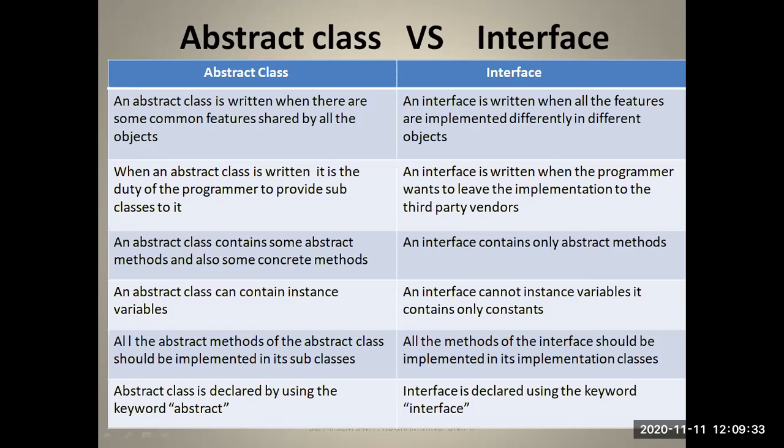Next, as part of interface, all the methods of the interface should be implemented in its implementation classes. Try to understand the difference in this point. In abstract classes we are talking about subclasses, whereas in interfaces we are talking about implementation classes. So the terms are different here. Interfaces are implemented, whereas abstract classes are extended.